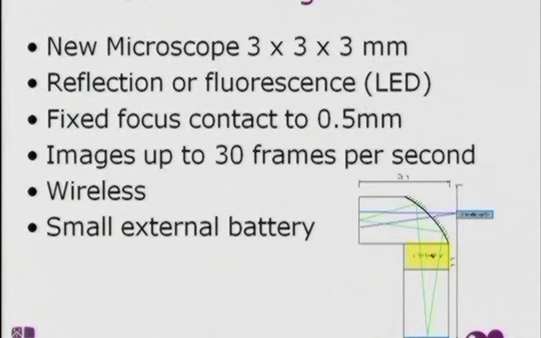But it can be anything from contact to 0.5 millimeter, and the camera that's mounted down here can image up to 30 frames, and we can take the image off through a wireless thing. So it's very, very small. It just needs a small external battery. So my challenge to you was, what would you use it for?